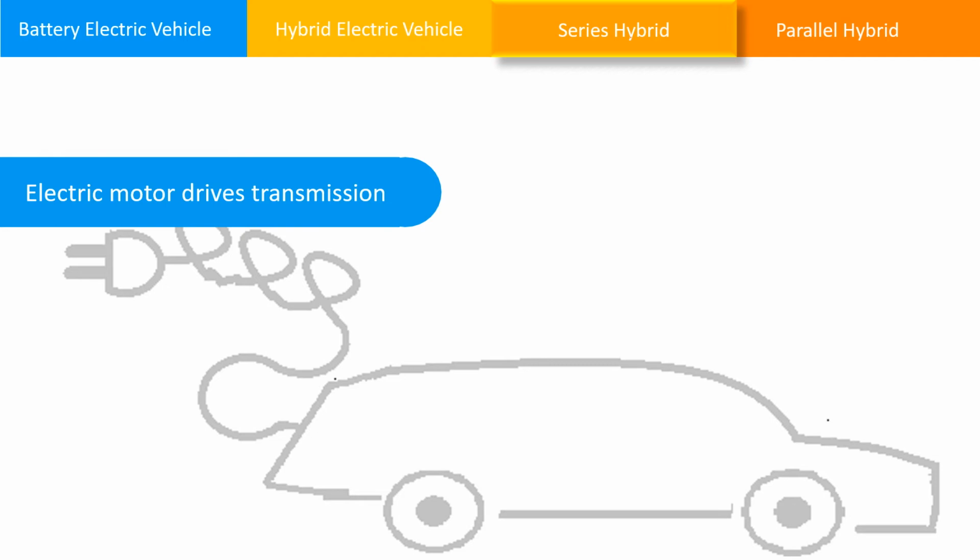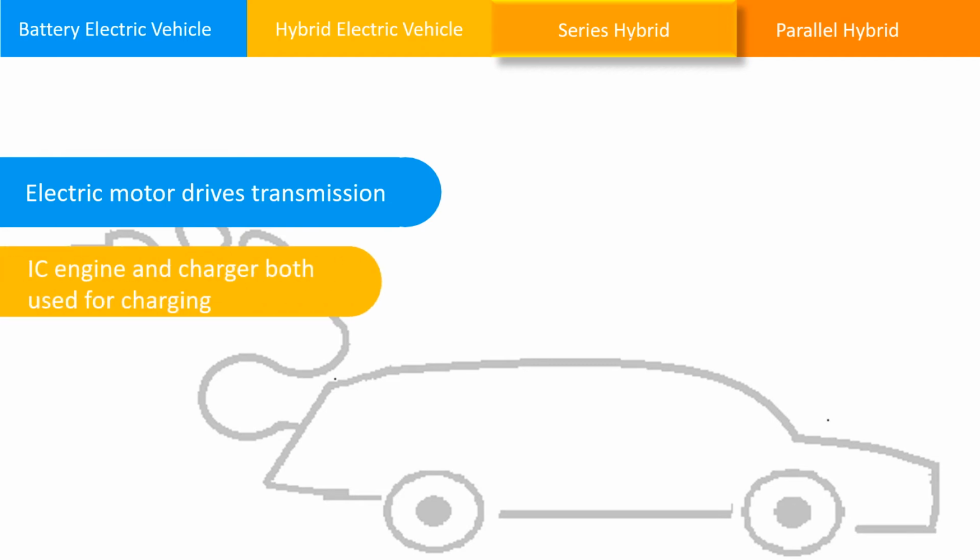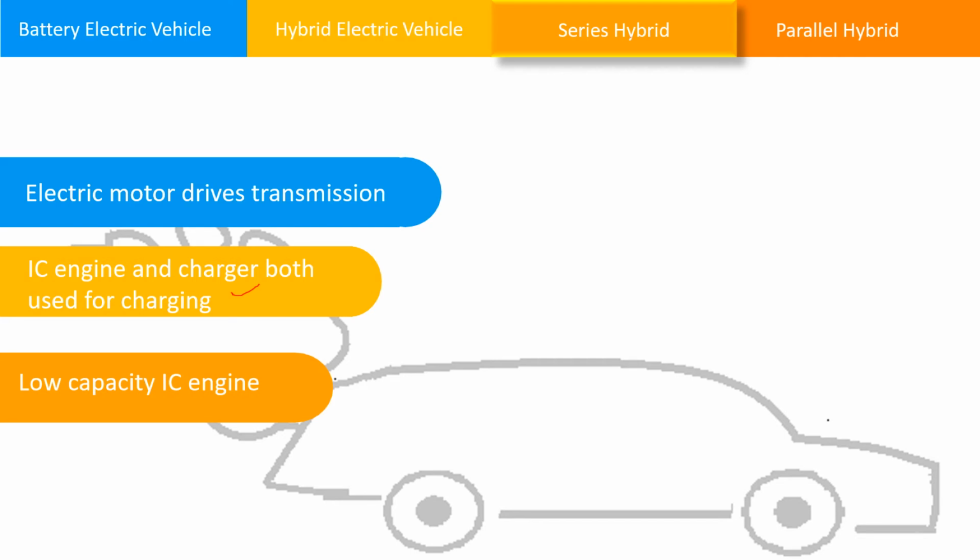So here the electrical motor drives the transmission, and the IC engine and charger are both used for charging this electrical motor. So the IC engine required is of low capacity. There is no need for a high capacity IC engine. The IC engine is not allowed to directly drive the vehicle. It is used for charging the battery or the supply of the electrical motor.